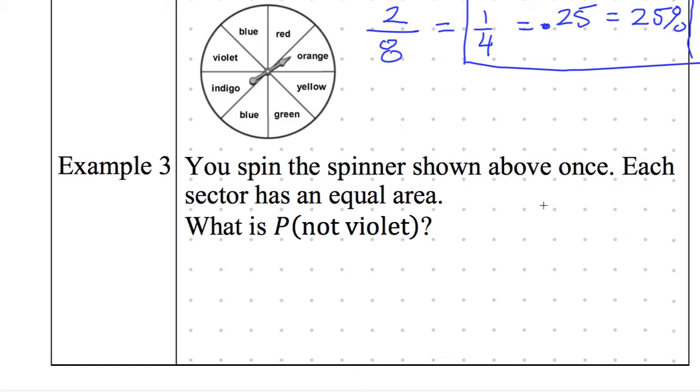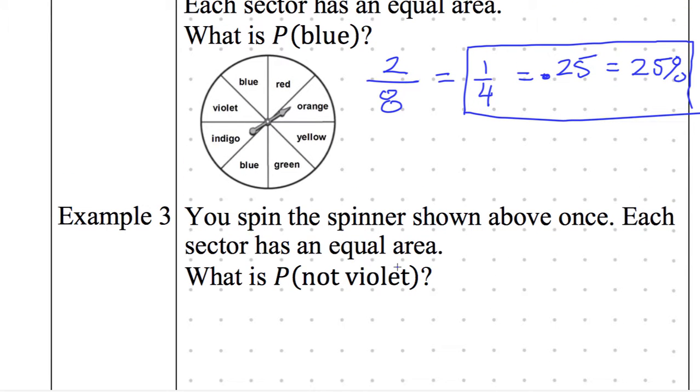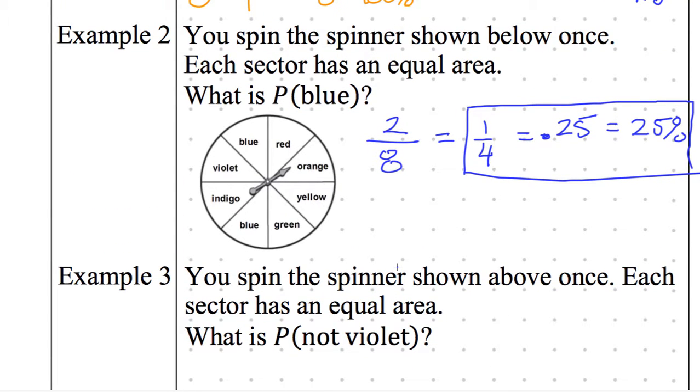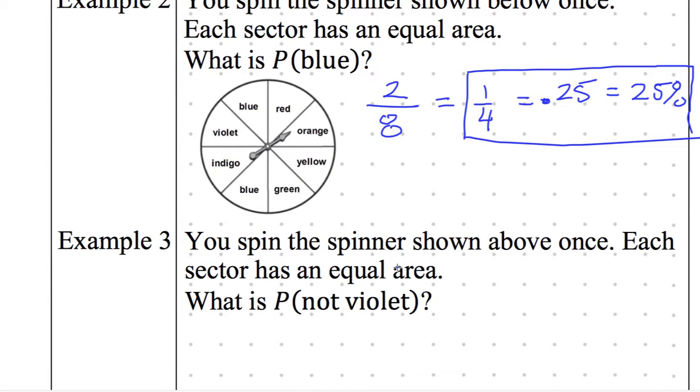All right, in example 3, we're spinning the spinner above again, and each sector has the same area. What is the probability that you do not get violet? 1 out of 8? Or would it be 7 out of 8? Good question. Daisy, what do you think? 1 out of 8 or 7 out of 8?